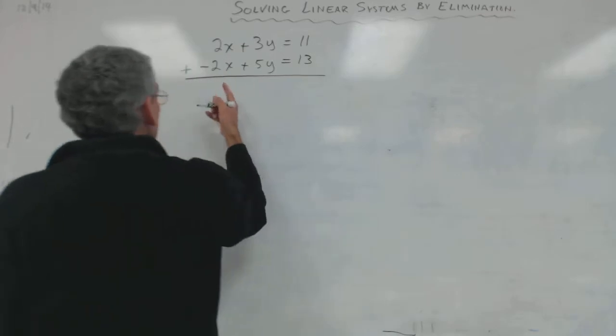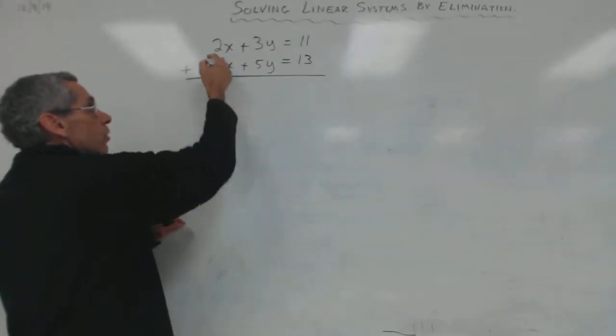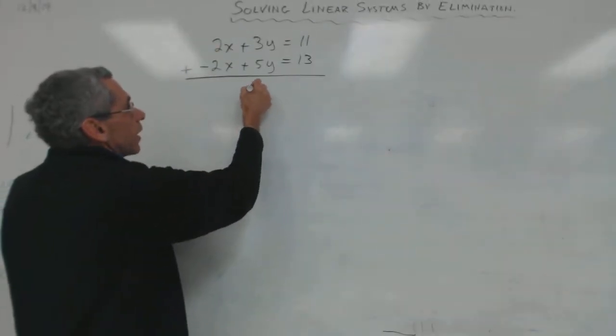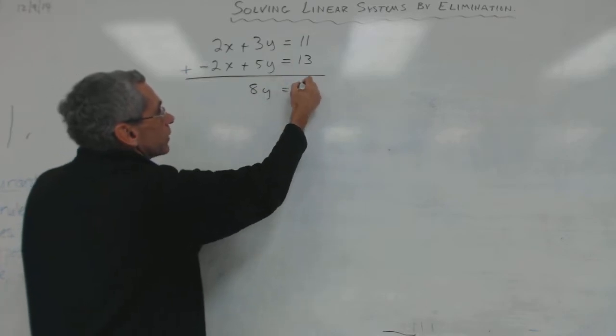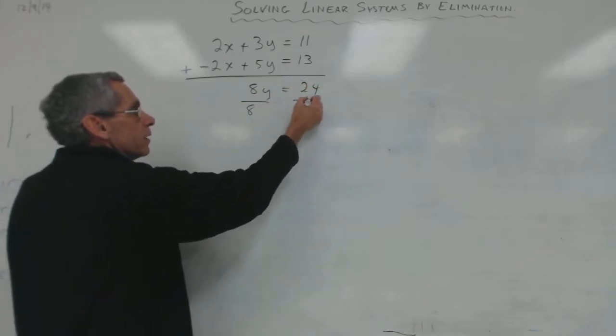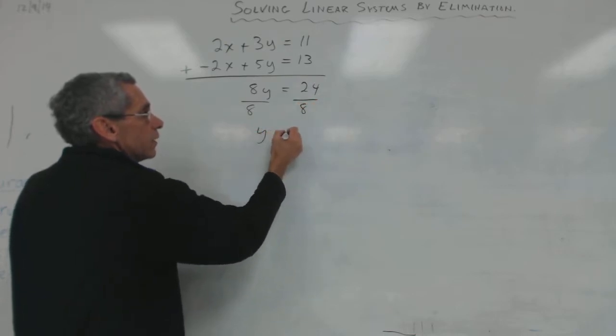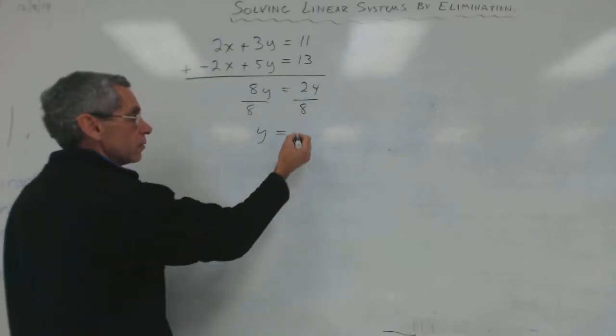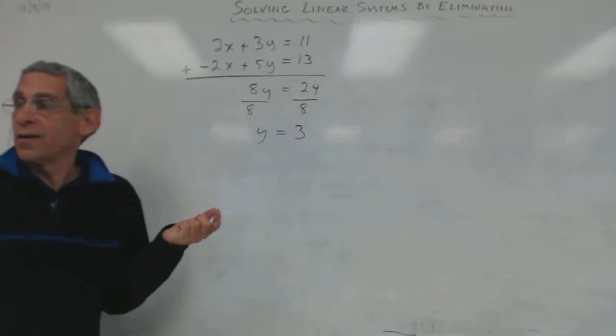So let's do it. When we add them together, look, those cross out. So all I have is 8y is equal to 24. Now I divide by 8, y is equal to 3, right? So I'm done, right? No.